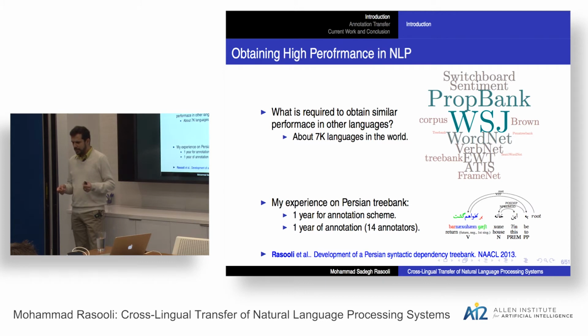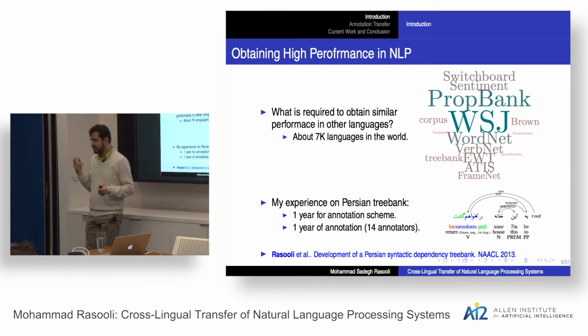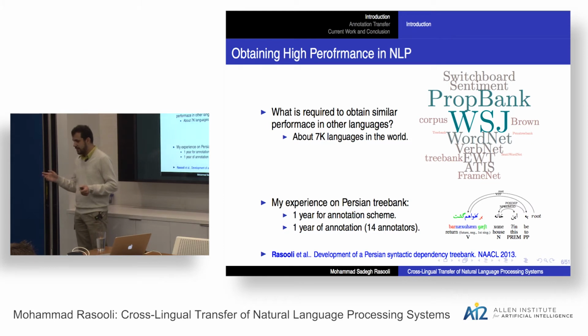And it might look very easy for us at first sight. We can just hire Mechanical Turkers on Amazon and pay them some small amount of money and they can annotate for us. But that doesn't happen in many NLP tasks. From my experience on Persian treebanking, published in NAACL 13, it took one year of working with two linguists, native speakers of Persian, just to design the schema for annotation.